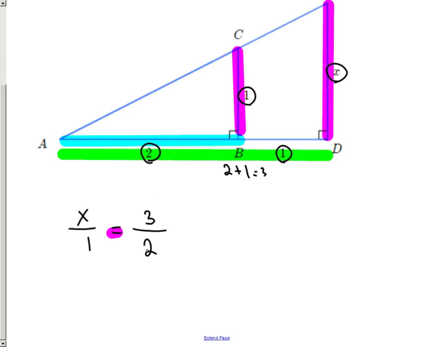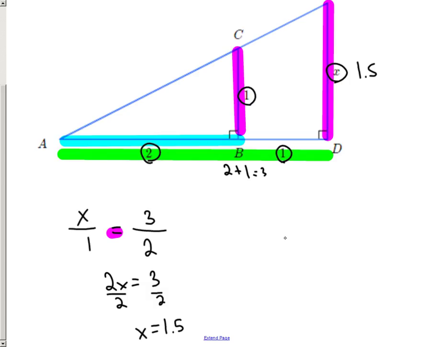And now we can cross multiply. 2x equals 3. And divide both sides by 2, and we get x equals 1.5. In case you're wondering if you got the right answer, here's one way that gives you a clue if you're correct.